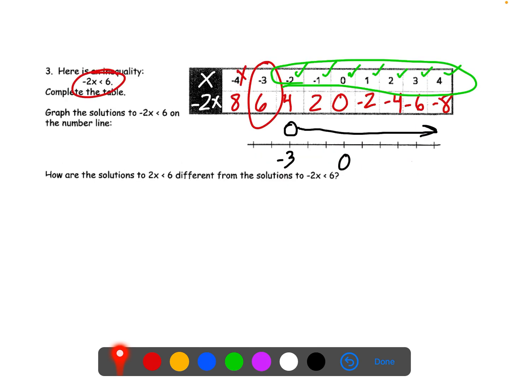This was anything greater than negative 3. So it changed our solution from what was previously positive 3 to negative 3, and it changed the direction that our answers traveled in. And that ties into what we've talked about previously, where this inequality symbol changes at certain times when we're solving these inequalities. And that's what we're going to be looking at here shortly.